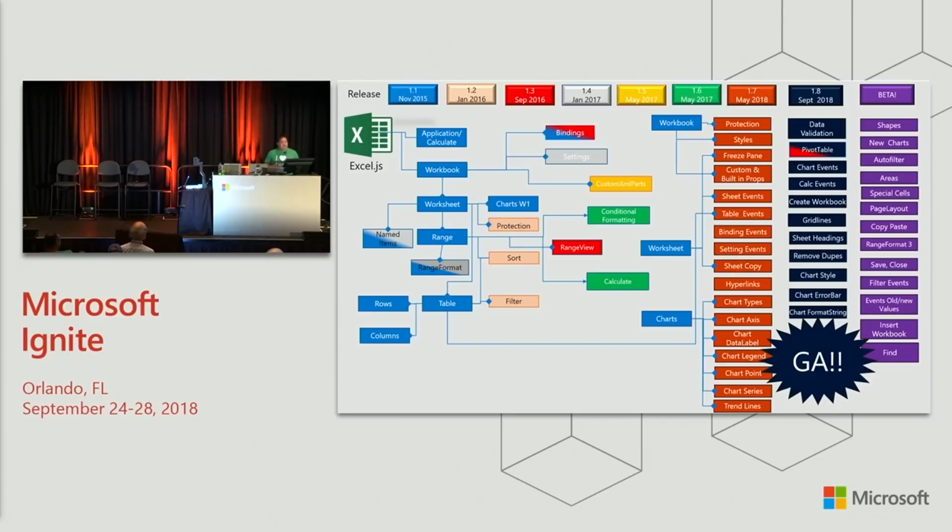another 400 APIs that you can actually try today on our beta endpoints. And this one includes shapes, all the charts in Excel. So basically, we are declaring charts complete. Most of the charts you can use. We have autofilter for ranges, areas. For the first time in the API history, we are able to support discontinuous ranges. So you will find the functions to do that. We added special cells, page layout, copy paste, save and close, filter capabilities, and so on and so forth.